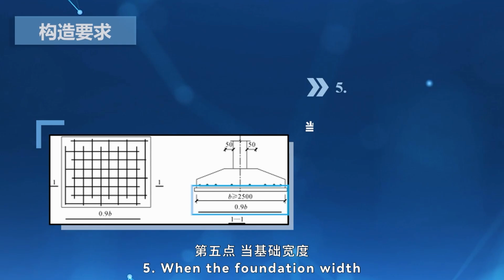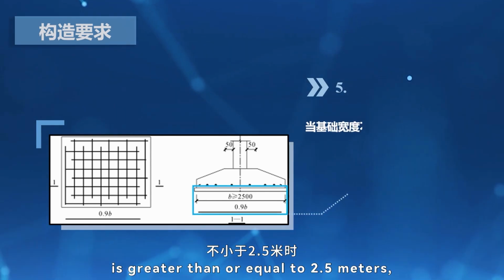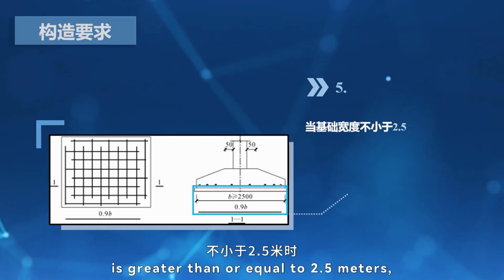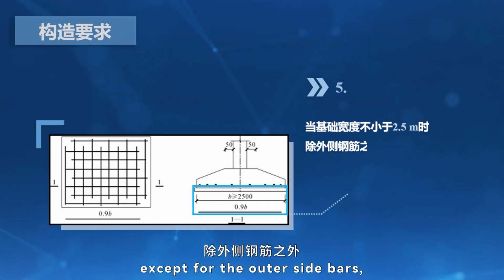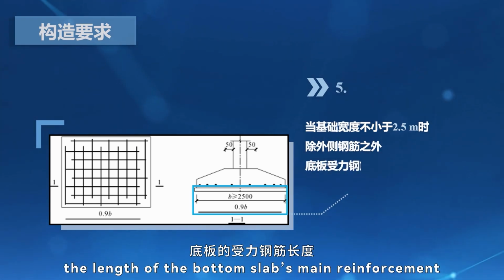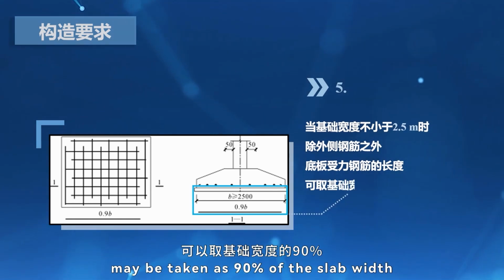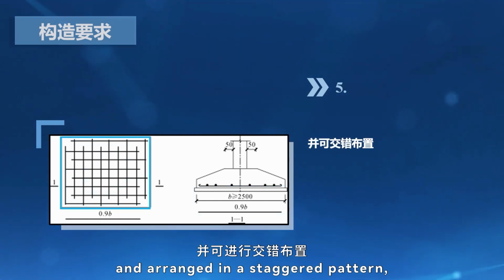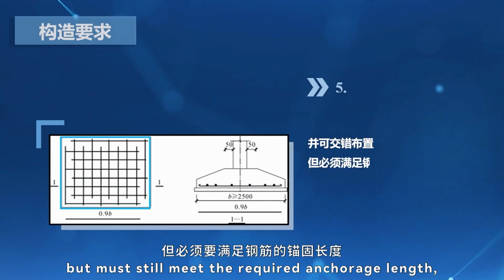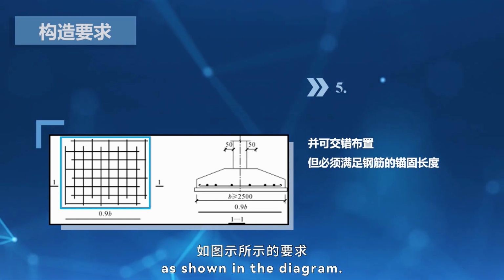5. When the foundation width is greater than or equal to 2.5 meters, except for the outer side bars, the length of the bottom slab's main reinforcement may be taken as 90% of the slab width and arranged in a staggered pattern, but must still meet the required anchorage lengths as shown in the diagram.